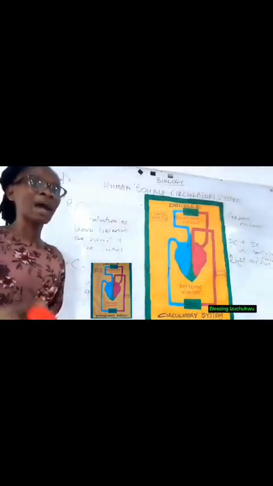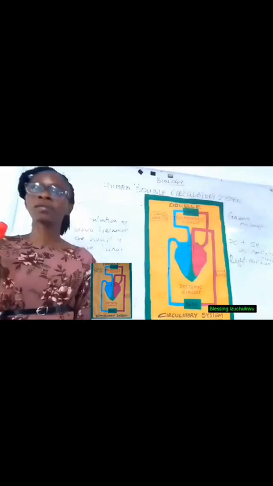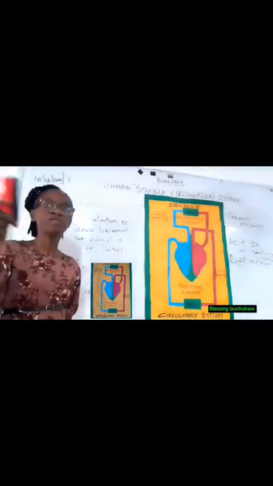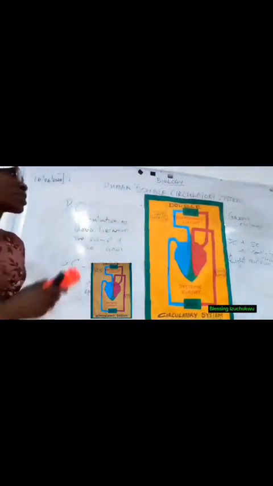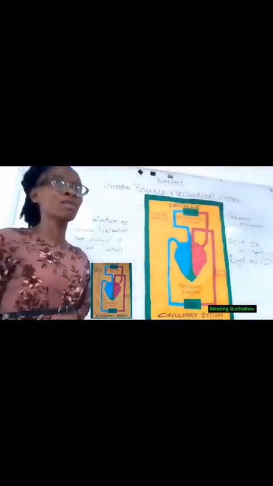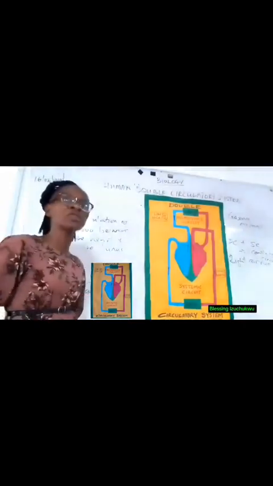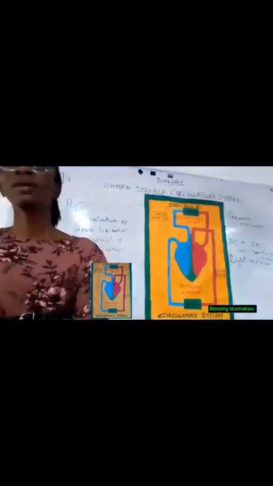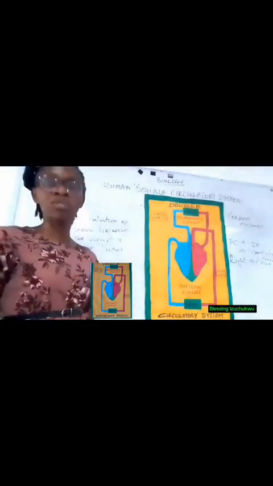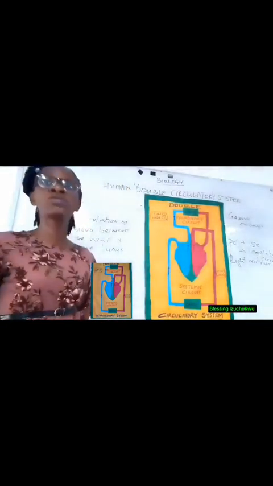And I said that pulmonary circulation, who can remind us? Okay, that's correct. Pulmonary circulation refers to the circulation of blood between the heart and the lungs, while systemic circulation refers to the circulation of the blood between the heart and other parts of the body, apart from the lungs.